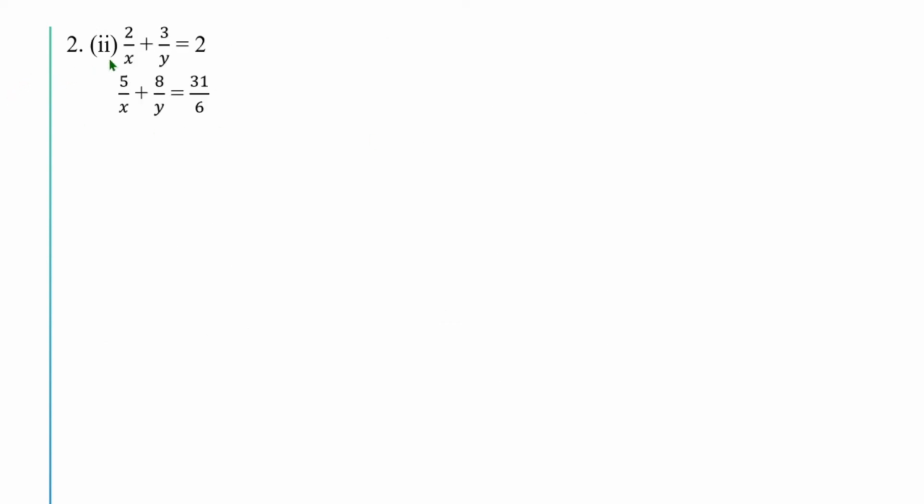Next question. 2 by x plus 3 by y equal to 2, 5 by x plus 8 by y equal to 31 by 6. So when we have questions of this type, we have to take, let 1 by x equal to p and 1 by y equal to q. So from this we have p is equal to 1 by x and q is equal to 1 by y. So we can substitute here.